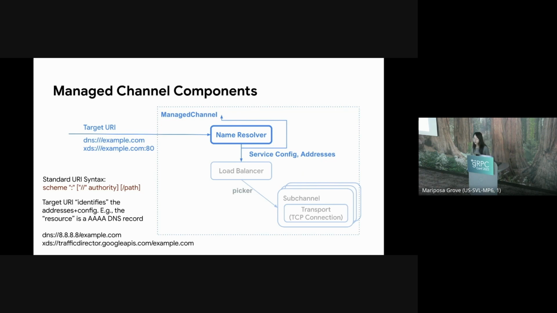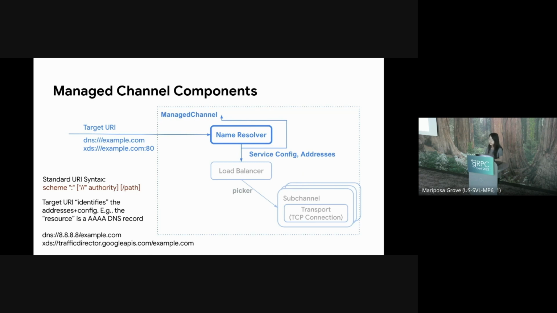However, it has its own interpretation of what the target URI means. The scheme, for example, specifies the name resolver to use. Internally, gRPC has a map between the name resolver name and the provider of it. And when you're creating the channel, gRPC will plug that in lazily for you. So that is how gRPC makes your name resolver pluggable. The authority and path parts may have different meanings depending on the particular name resolver.